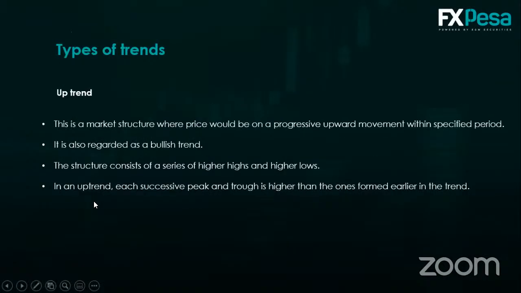So there are 3 types of trends. So the first type of trend is an uptrending market. So this is a market structure where price would be on a progressive upward movement within a specified period of time. So it's also regarded to be a bullish uptrend. The structure would consist of a series of higher highs and higher lows. And in an uptrending market, each successive peak and trough is higher than the ones that had formed earlier in the trend.